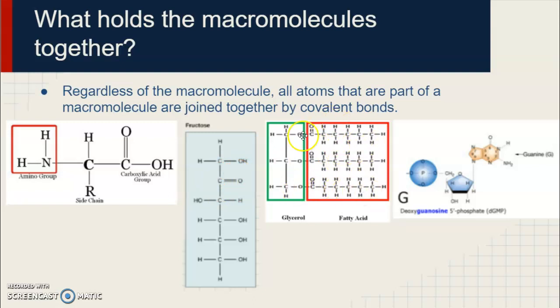Every single bond you're seeing is covalent. Even over here, all of these crazy bonds and these shapes, they're all covalent. So they are all sharing electrons, okay? No ionic, no hydrogen with this. This is all covalent bonding here.